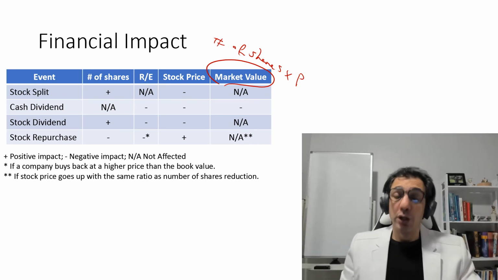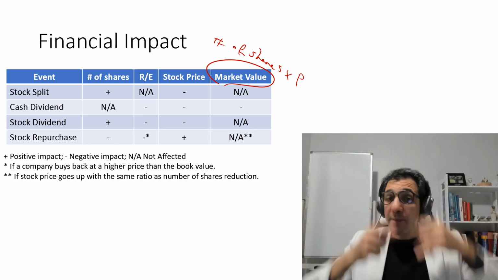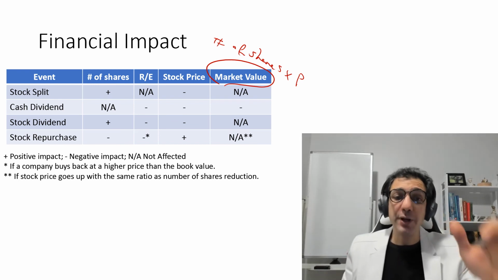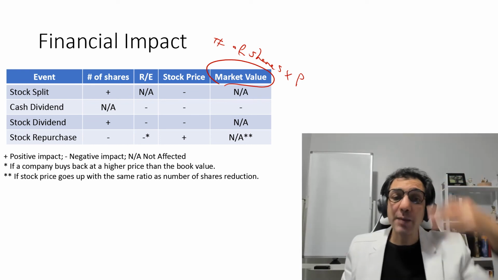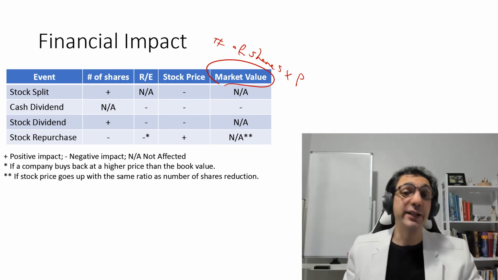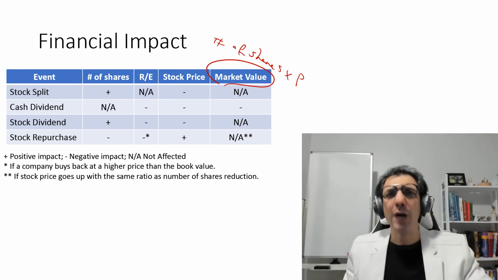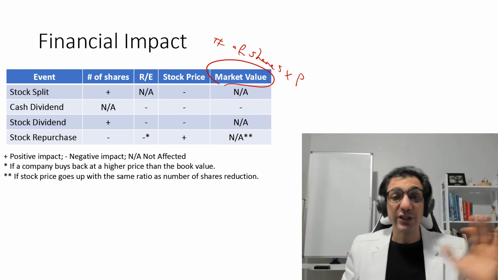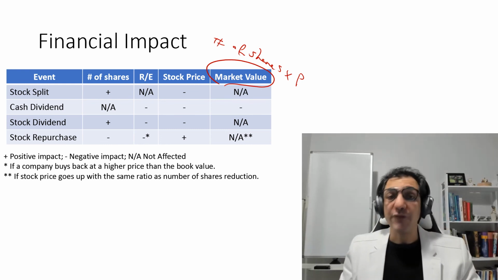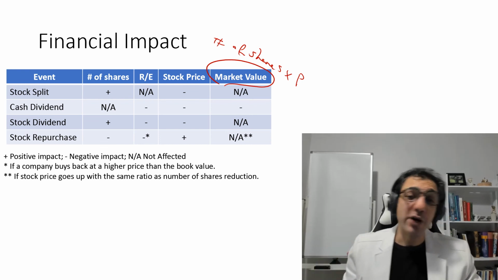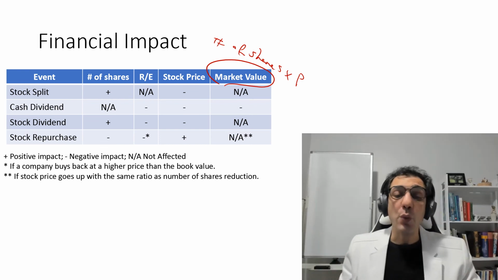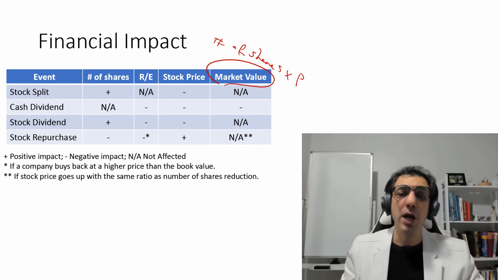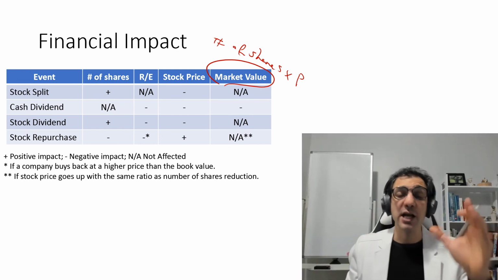A stock repurchase, the number of shares is going down. The company is buying back its own shares. We assume the retained earnings is going down. As I mentioned here, remember, we are assuming the company is buying back its own shares at a higher price than the book value. And usually that's the case. The company is paying more than the book value. If that's the case, the retained earnings should go down. The stock price will go up. And finally, we are assuming here the market value will not be affected. Again, the assumption here is as the number of shares is going down, the stock price is going up with the same ratio. So that's the total financial impact on these four different events.